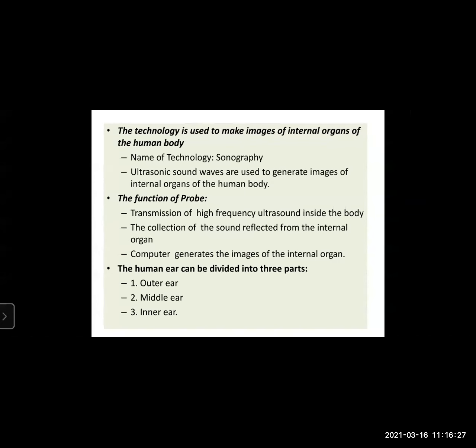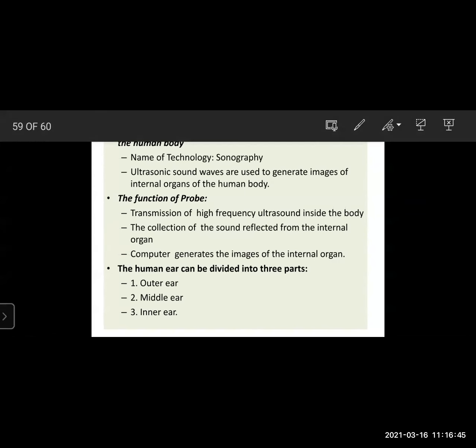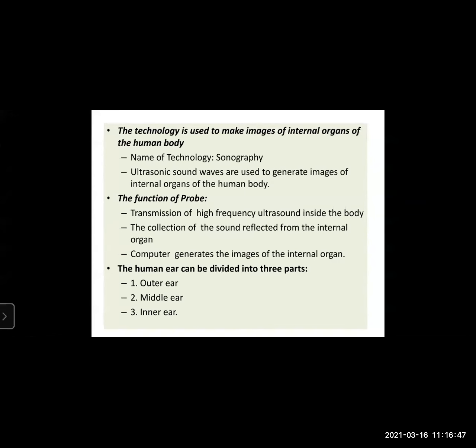Which part is an important part in the inner ear? Cochlea. What is the function of the cochlea? The cochlea receives the vibration coming from the membrane and converts it into electrical signals, which are sent to the brain. The cochlea does the conversion of vibration into electrical signals. That is its main function.